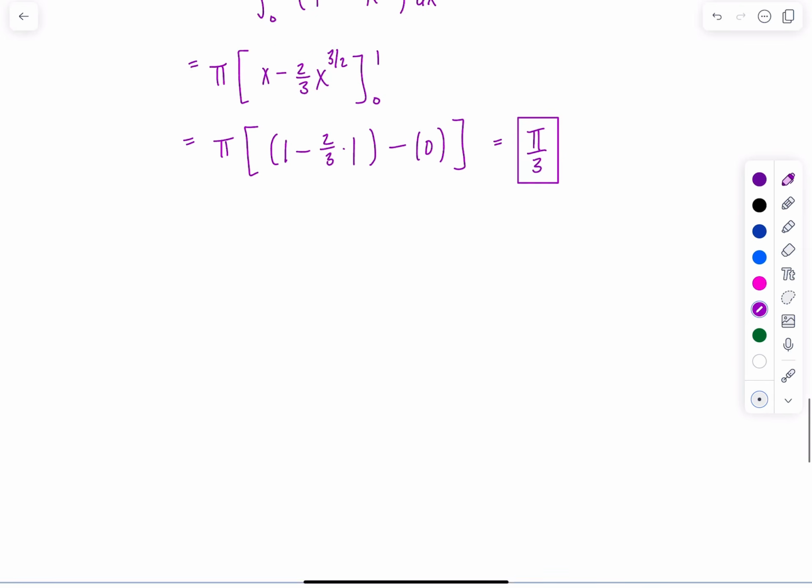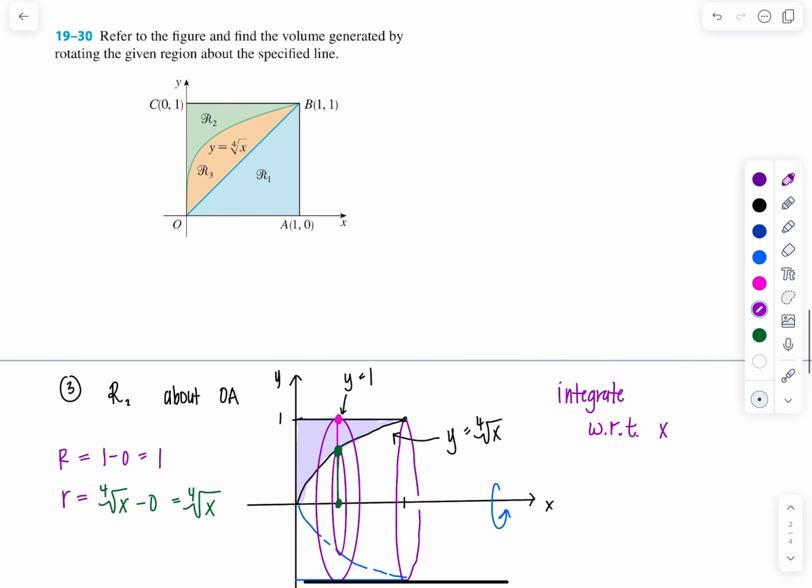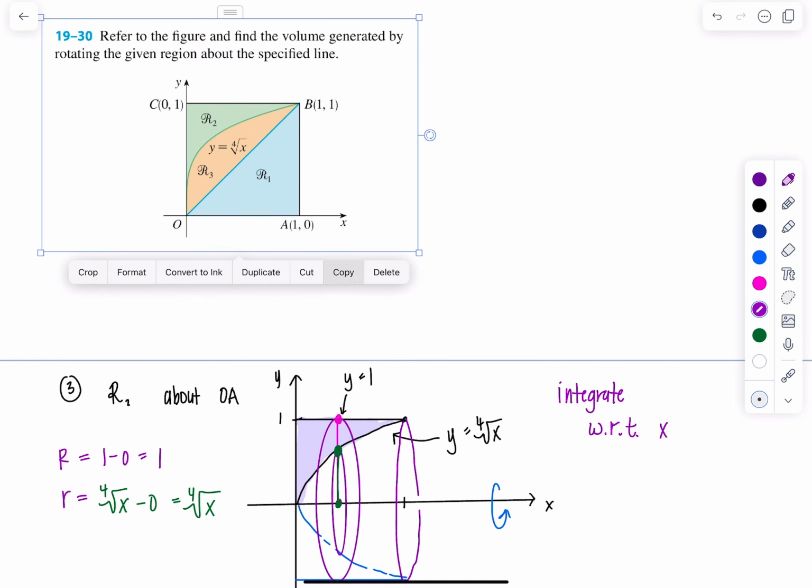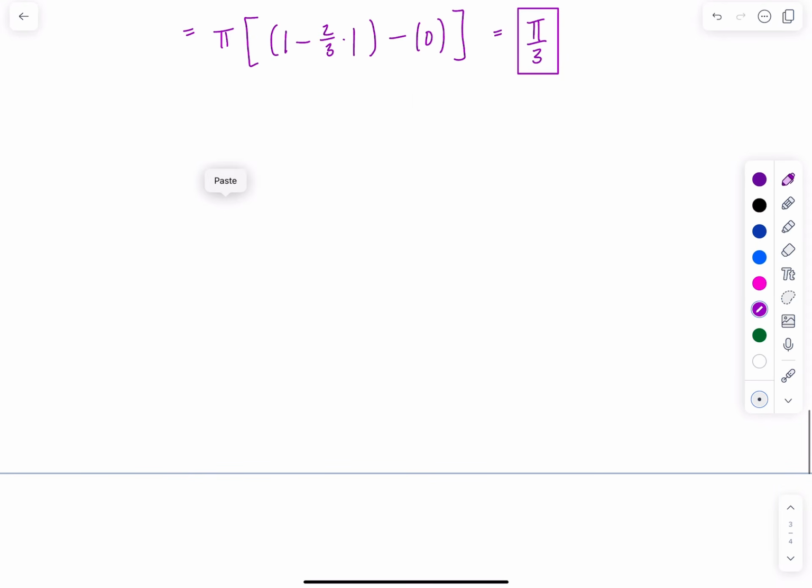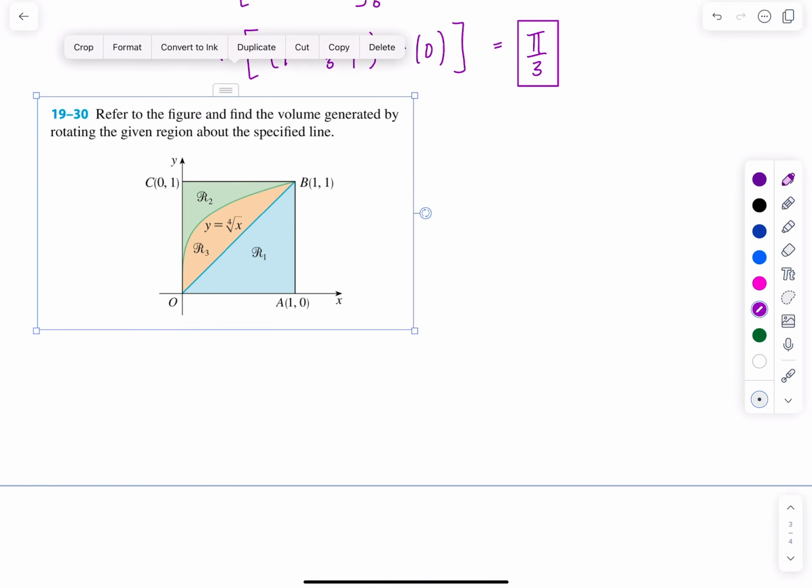Okay. It doesn't want to paste that picture back. I'll just copy this guy. Copy. Come down here. Paste. Okay, thank you so much.